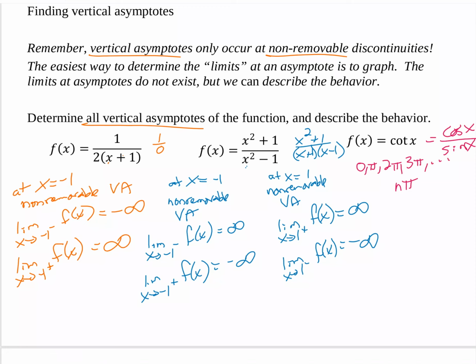How come we used k back in pre-calc? I don't know, that was dumb. You use n for integers. Okay, so it's n pi.